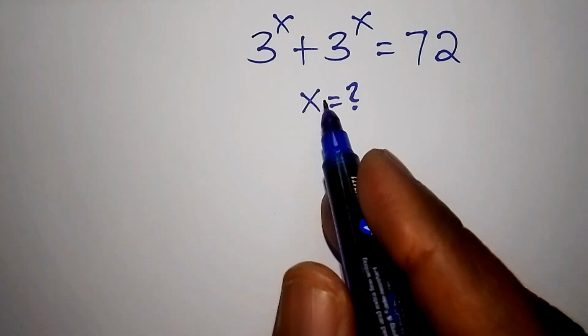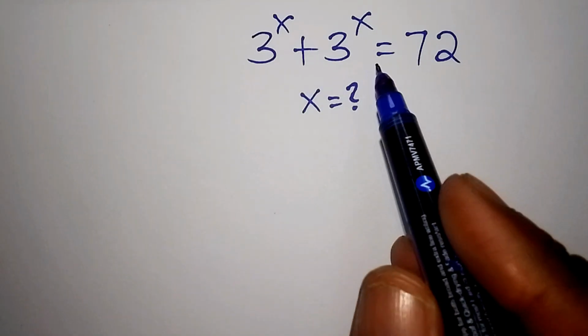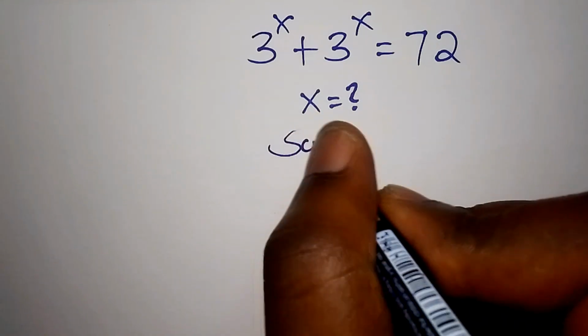Welcome as we solve such an amazing maths problem. We have 3 to the power of x plus 3 to the power of x equals 72. So do you know how to work it out? Let's now start with the solution.